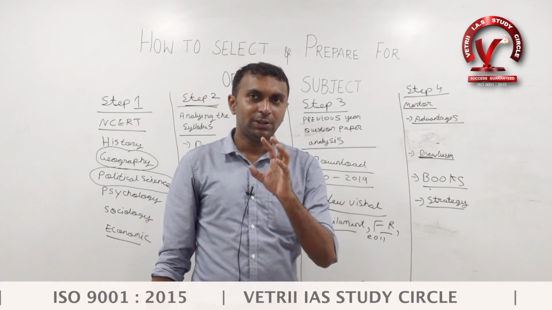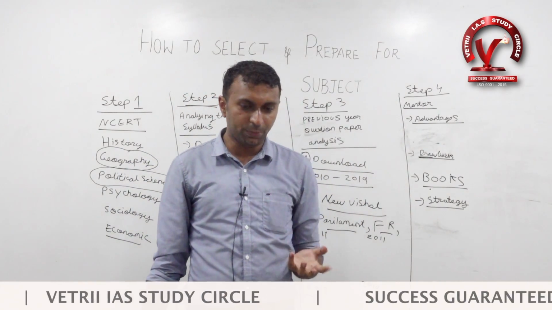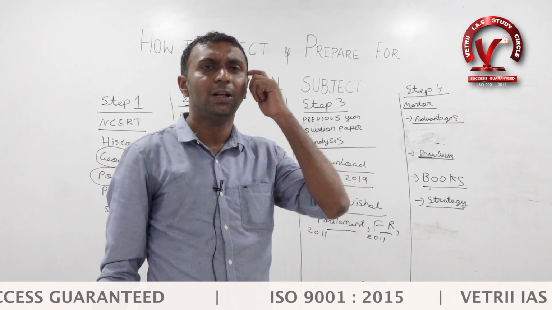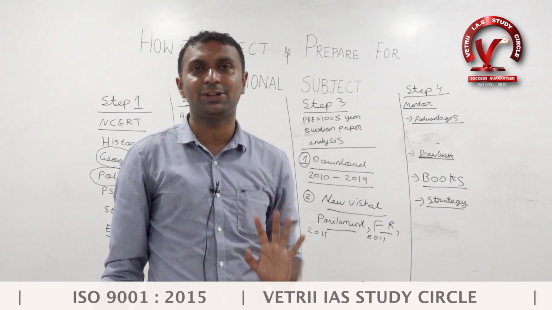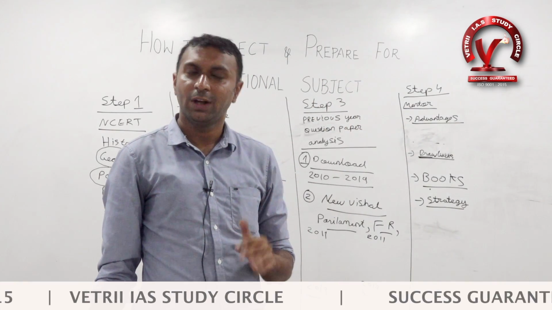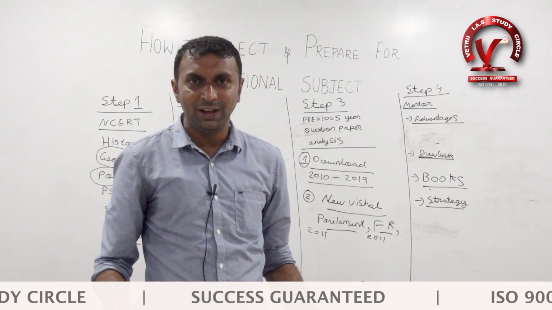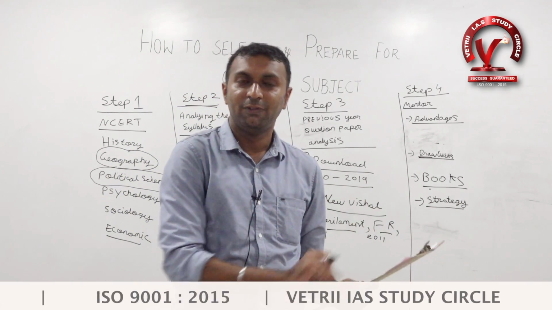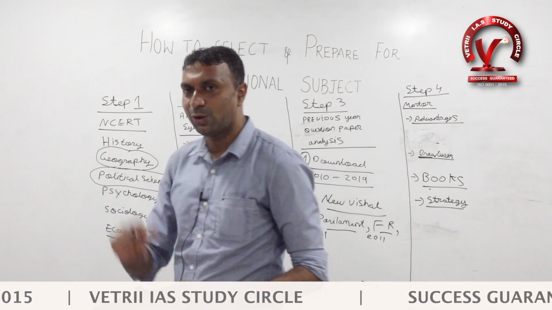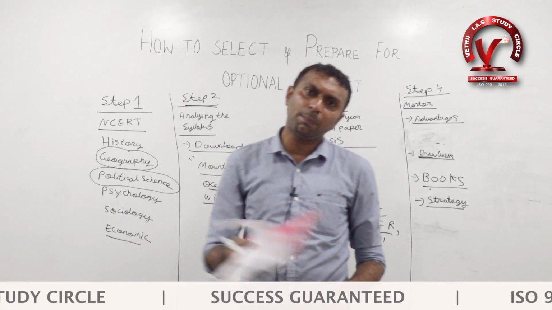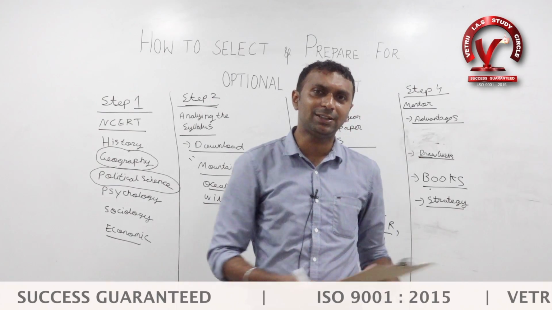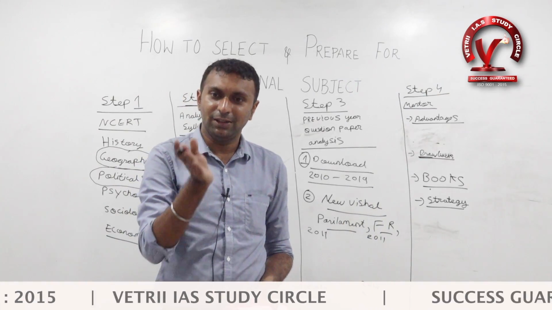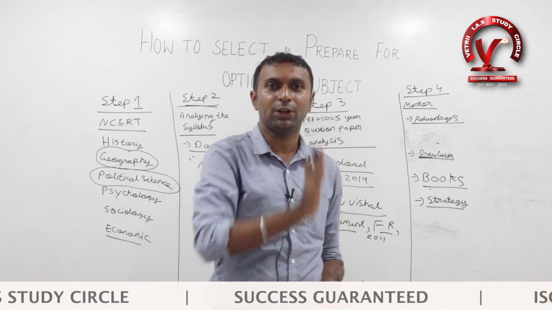Every optional subject has a different strategy. I have seen, as a student and even as a faculty, one thing: students use the same strategy for all the optionals. Now, tell me one thing, for geography, you need a map. You have to refer to a map, whether it's world geography or Indian geography. Can you use a map for political science, for public administration? No need. So strategy differs from one optional subject to another.